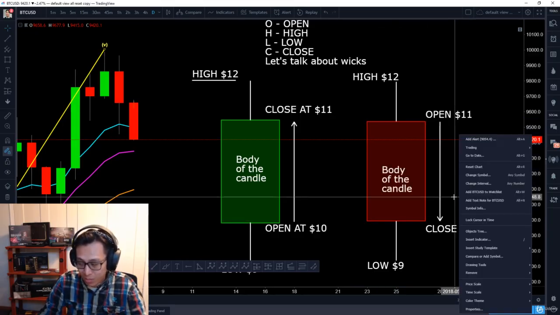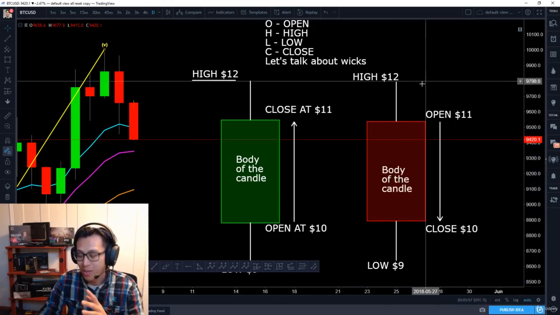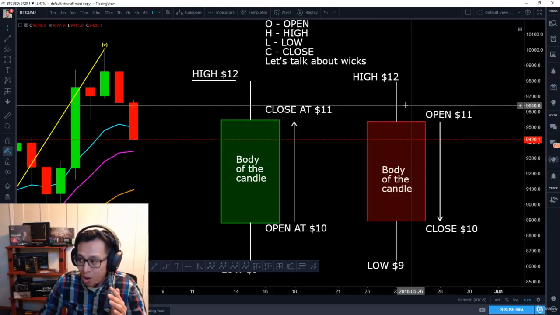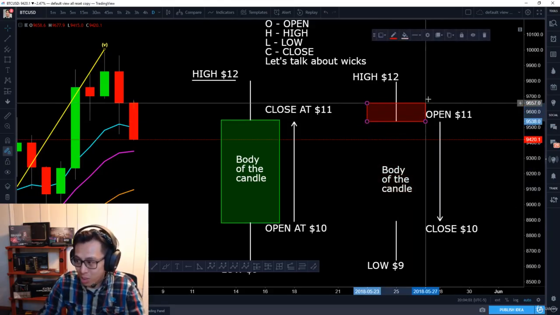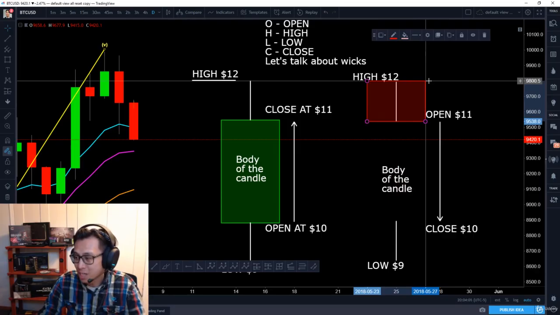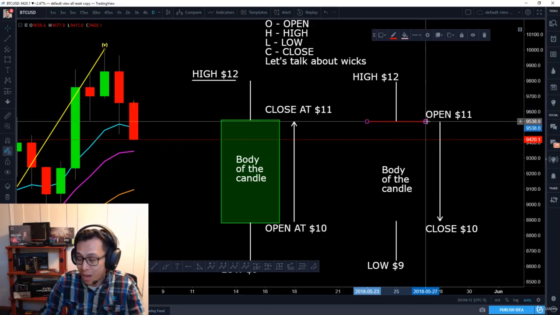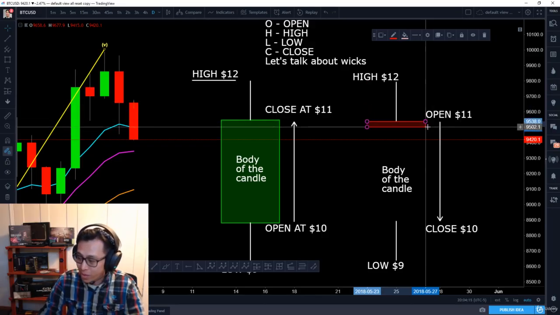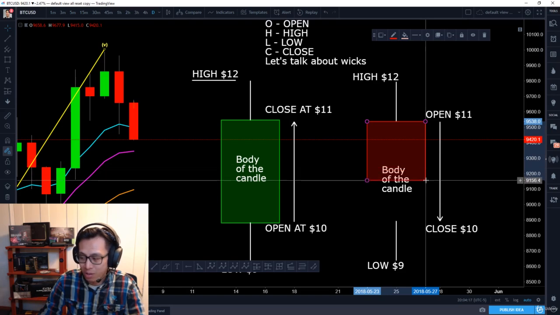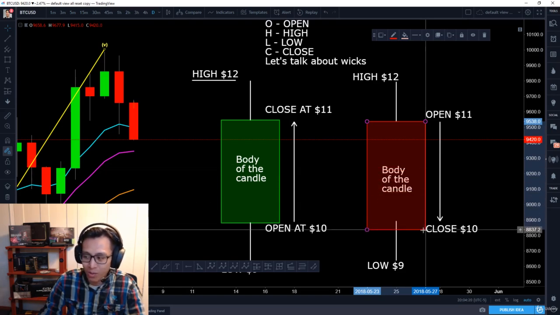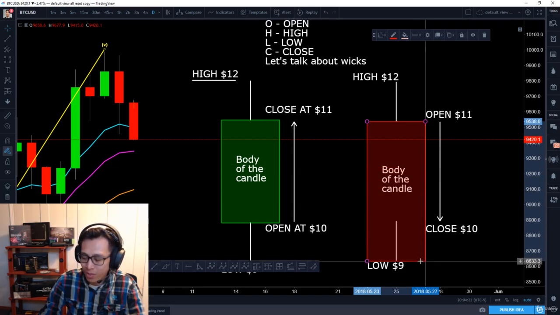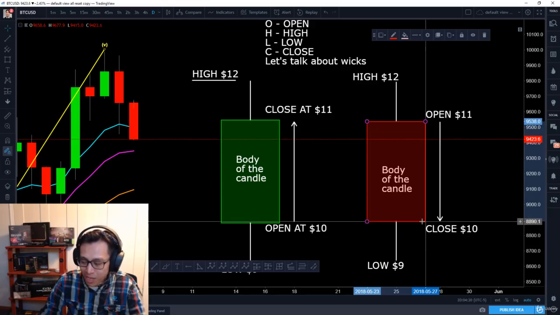That makes a lot of sense, I would imagine, right, guys? So once again, the bulls push it all the way up, but they could not hold their ground. Because they couldn't, the bears pushed it back down, and that's why there's a long wick. Then the bears keep driving it down, more and even more, all the way to $9. But the bulls end up defending and push it back up. That is why there's a wick.